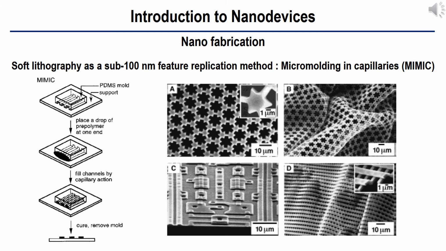For micromolding in capillaries, the PDMS mold works as a microscale channel. The PDMS mold is placed on the surface of a substrate. The relief structure in the mold forms a network of empty channels. The liquid pre-polymer used here should have low viscosity. The liquid spontaneously fills the channels by capillary action.